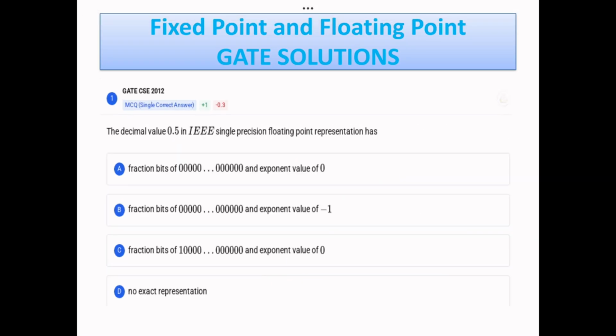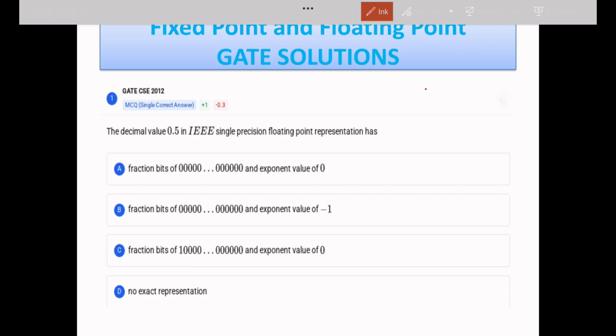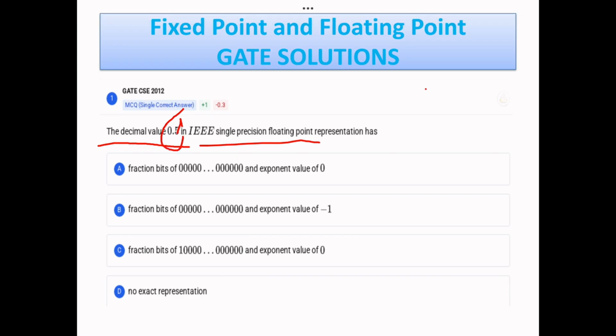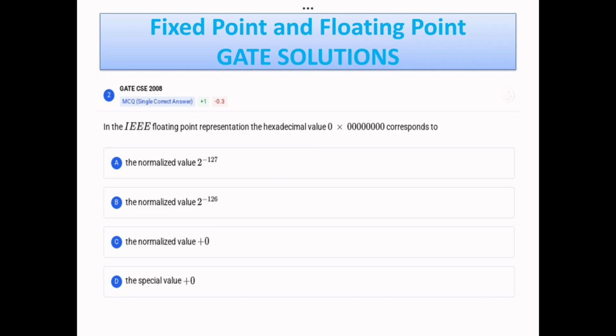Now I am solving the next question. This question is also similar, so I will not solve it here and waste time. The decimal value of 0.5 in IEEE single precision form is also very simple. You have to convert this 0.5 to the single precision form. You can solve this question. If you understand only one question, you can solve any question in the world.